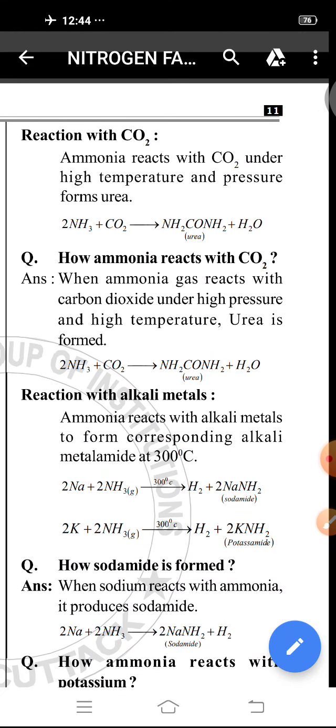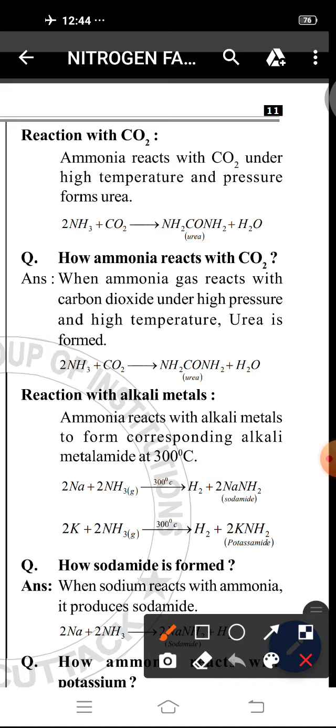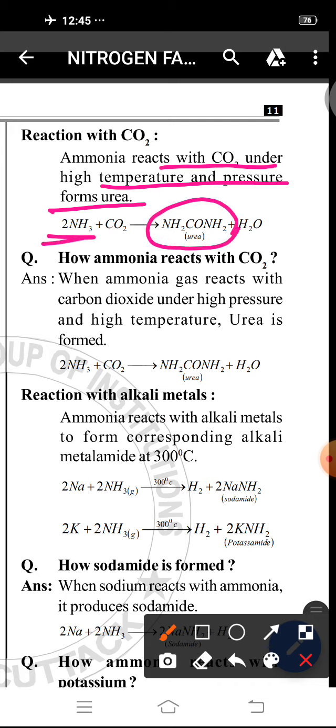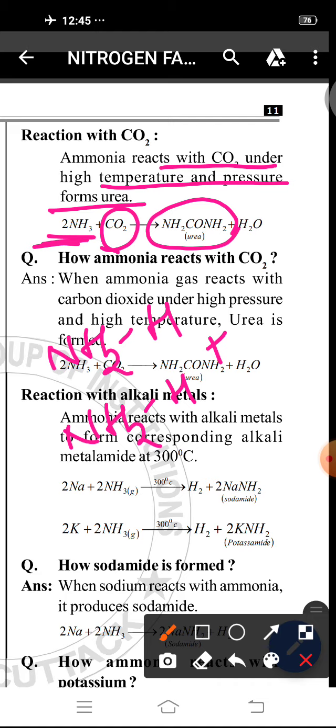Then reaction with carbon dioxide. When ammonia reacts with carbon dioxide under high temperature and pressure, it forms urea, that is NH2CONH2. When two molecules of ammonia react with carbon dioxide, it forms NH2CONH2. We can write ammonia as NH2H. Two molecules of ammonia means NH2H, NH2H, CO2.